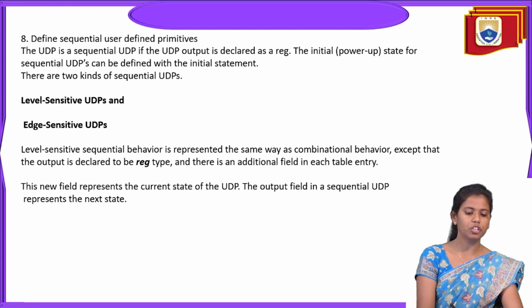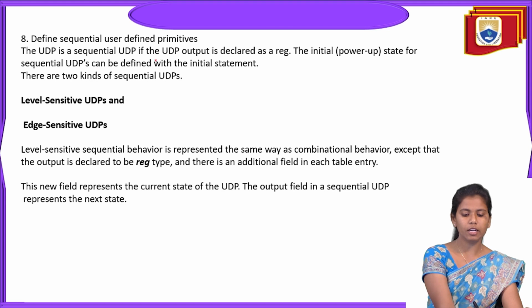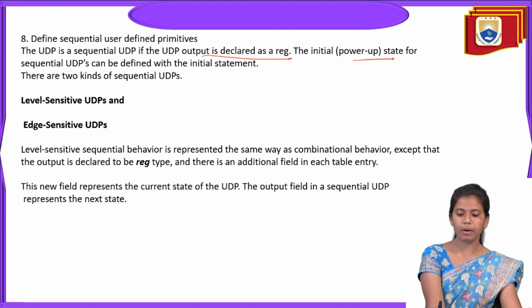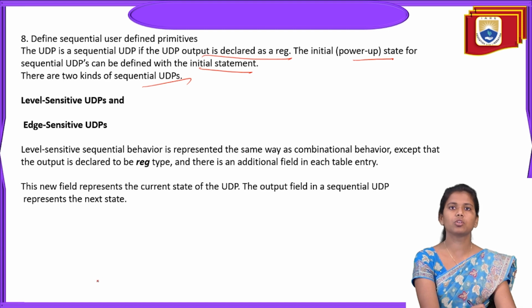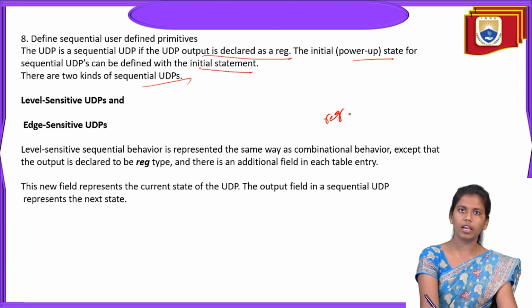Then sequential user defined primitives. For sequential UDPs, if the UDP output is declared as register, the initial power up state can be defined with the initial statement. There are two kinds of sequential UDPs. A register is nothing but a variable pertaining to the net; from the net list, we can obtain this register. It is just a variable.